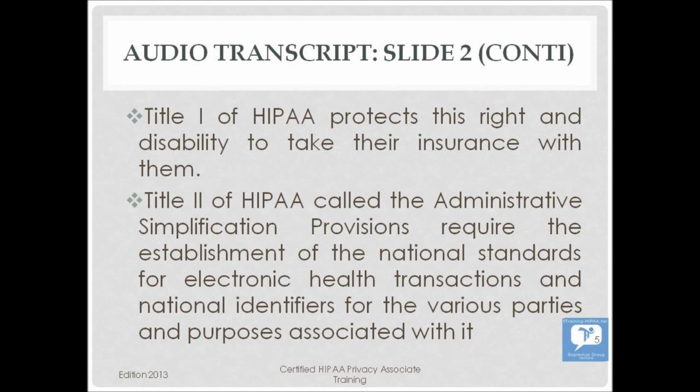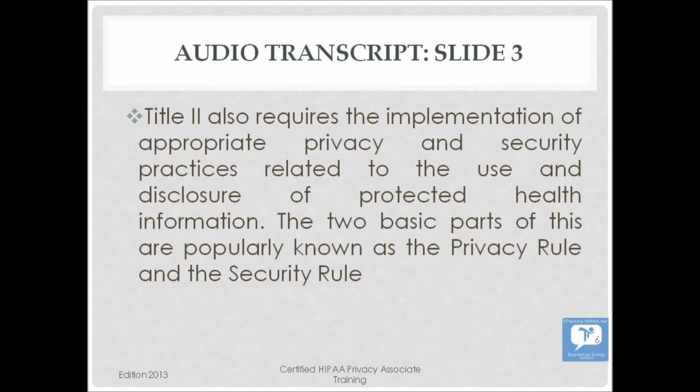Title II of HIPAA, called the Administrative Simplification Provisions, requires the establishment of national standards for electronic health transactions and the national identifiers for the various parties and purposes associated with it. Slide 3. Title II also requires the implementation of appropriate privacy and security practices related to the use and disclosure of protected health information. The two basic parts of this are popularly known as the Privacy Rule and the Security Rule.